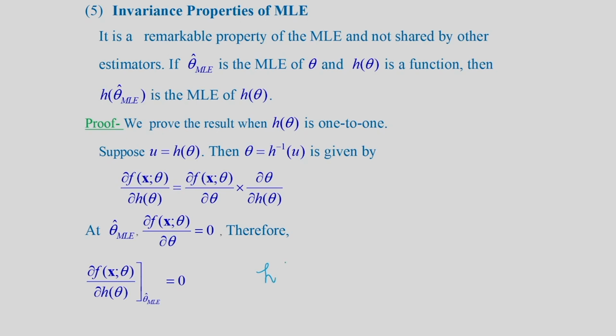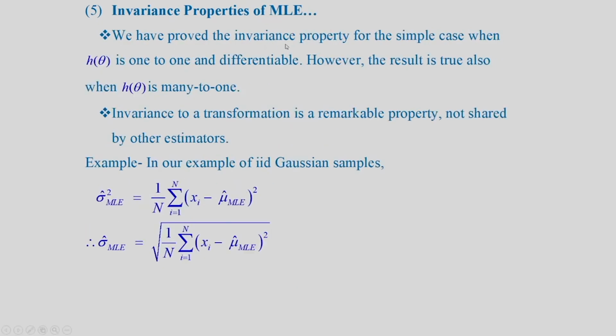So, h of theta hat MLE is the MLE of h of theta. We have proved the invariance property for the simple case when h of theta is 1 to 1 and differentiable. However, the result is true also when h of theta is many to 1. Invariance to transformation is a remarkable property not shared by any other estimators.